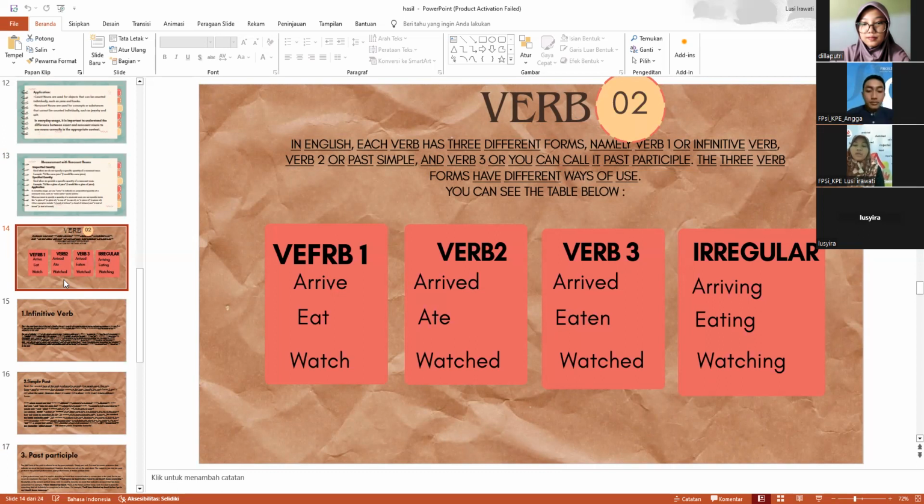Verb 1, read. Verb 2, read. Verb 3, read. Irregular: reading. Verb 1, eat. Verb 2, ate. Verb 3, eaten. Irregular: eating. Verb 1, watch. Verb 2, watched. Verb 3, watched. Regular: watching.